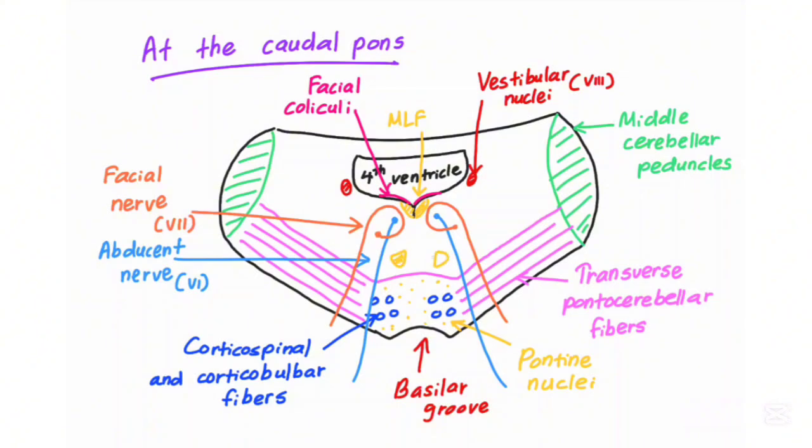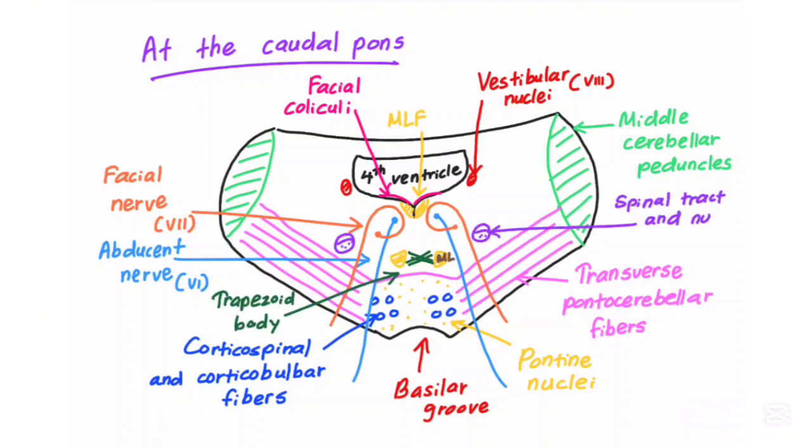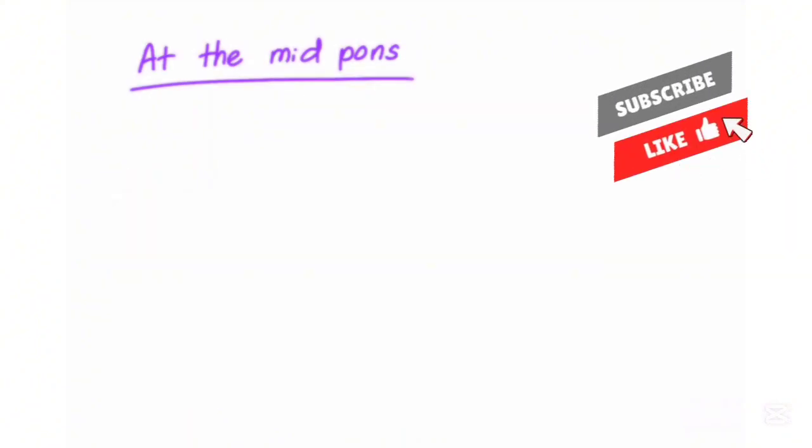And then here is the medial lemniscus, and between them there's the trapezoid body. Apart from them, you can see the spinal tract and nucleus of the trigeminal nerve. And now let's move to the cross-section at the mid-pons.